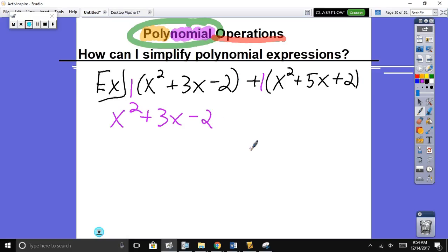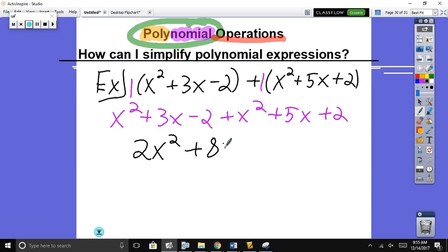A similar case over here, I have a 1 right here. If I distribute 1 to each term, I'm multiplying 1 times x squared, which gives me x squared, 1 times 5x is 5x, and 1 times 2 is just 2. Now I've got the parentheses off, and I have to see what I can do next. I've got like terms on the same side, so I can combine them. If I have 1x squared and another x squared, I have a total of 2x squared. If I have 3x here and 5x here, I have a total of 8x.